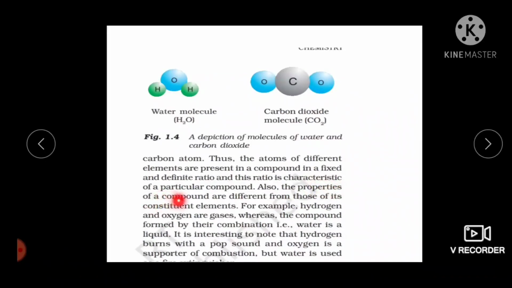The properties of compounds are different from those of their constituent elements. For example, hydrogen and oxygen are gases. They combine together to form a water molecule. It is a liquid.